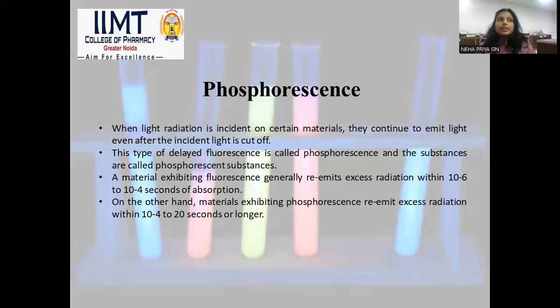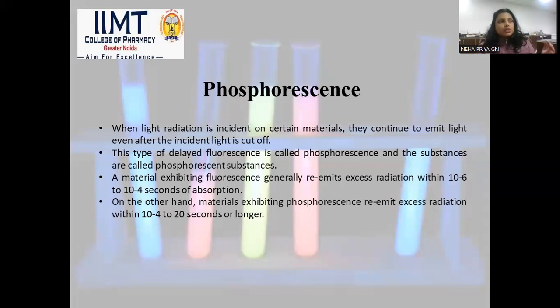So the first thing is delayed emission. Fluorescence is the delayed emission of light. Second thing is it only happens in the cold temperature. It will not happen in a moderate temperature. And the third thing involved here is that it basically happens in the triplet state.